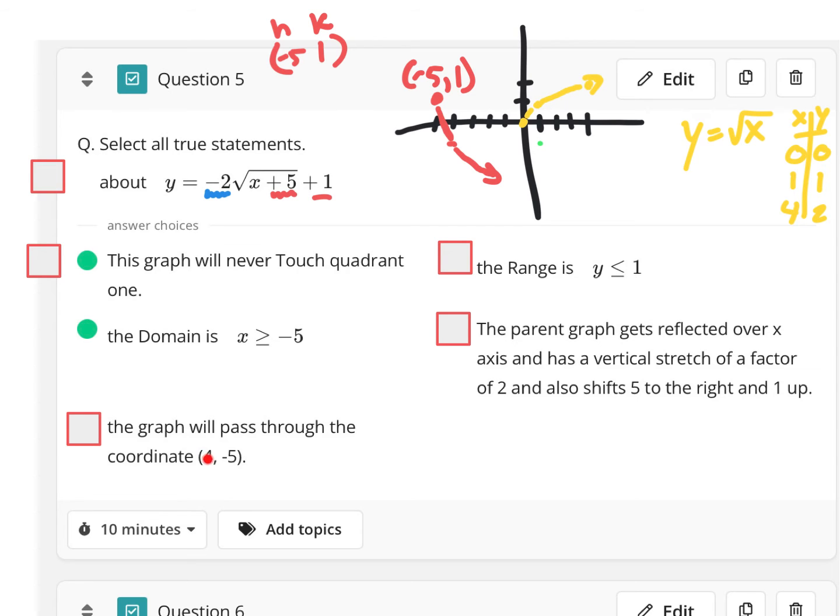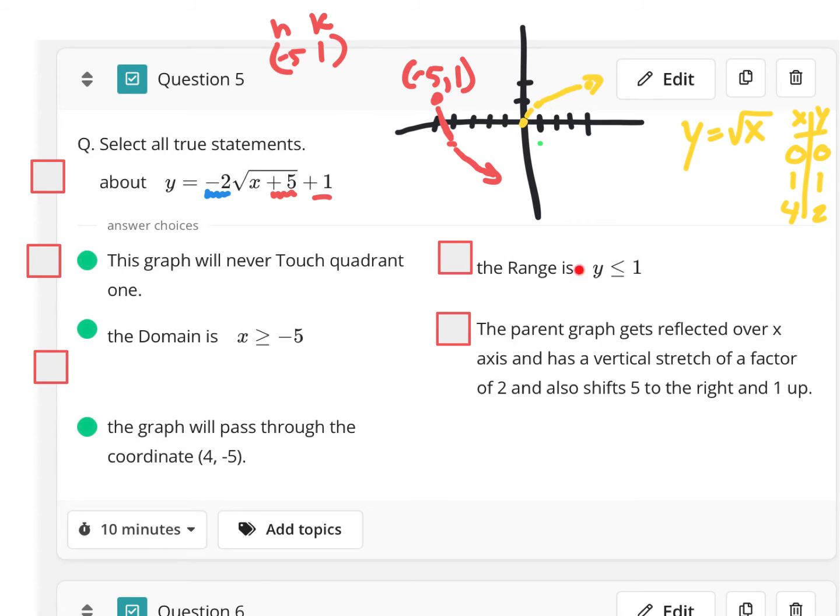If I did plug in a 4 right here into the x, what is 4 plus 5? It is 9. And what is the square root of 9? Square root of 9 is 3. And what is 3 times -2? That's -6. And what is -6 plus 1? That is the output -5. So that is a true statement, as you can see. It's a green dot right there.